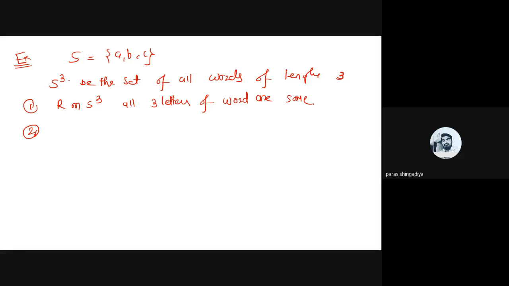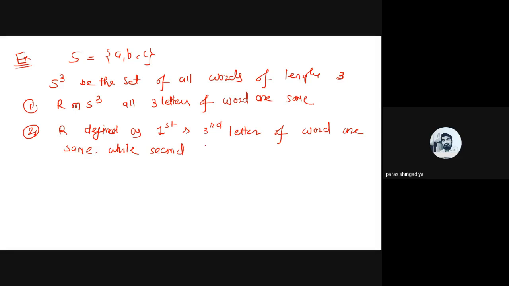In the second one, the relation R is defined as: the first and third letters of the word are the same. The first and third letters should be the same, while the second letter is different. That is the condition, and now the solutions of this one.